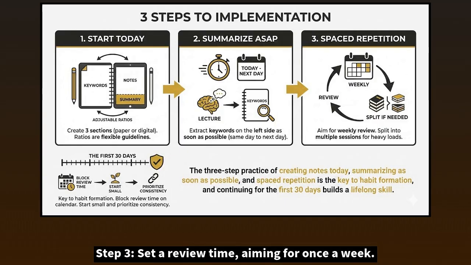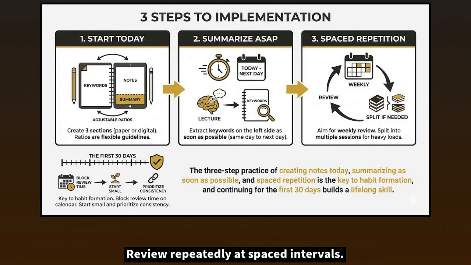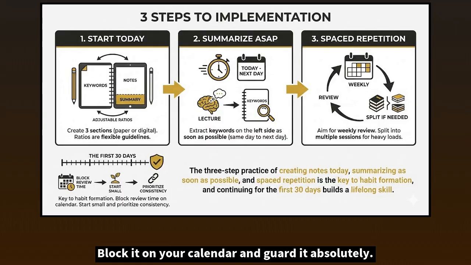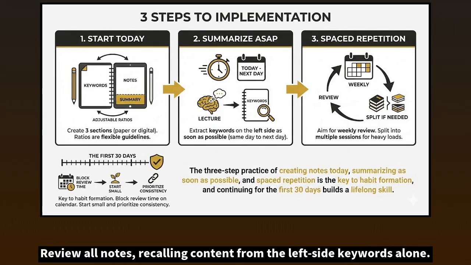Step 3. Set a review time, aiming for once a week. Sunday evening or Friday afternoon works well. If the week is heavy, split it into multiple sessions. Review repeatedly at spaced intervals. This is spaced repetition. Block it on your calendar and guard it absolutely. Review all notes, recalling content from the left side keywords alone.